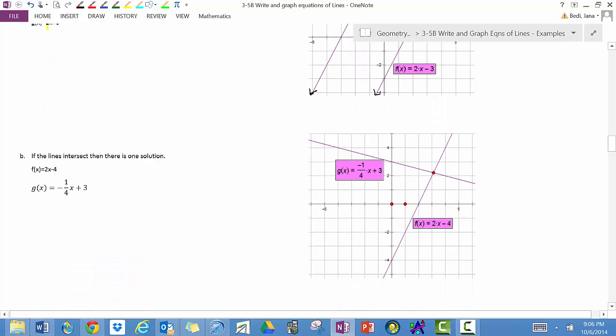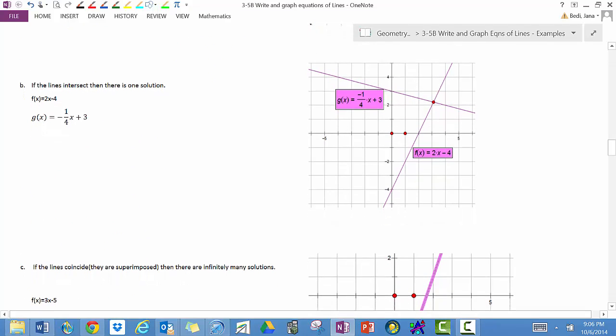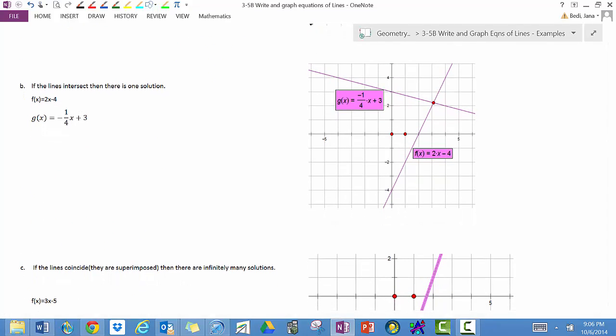Okay, next situation. If the lines intersect, then there is one solution. So here we have 2 lines, f of x and g of x, and they intersect at this point here. And if I were to read the solution approximately, I would say it is about 3.1 and 2.2. That's my guess.